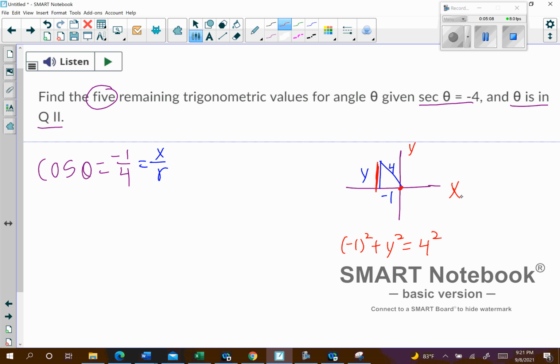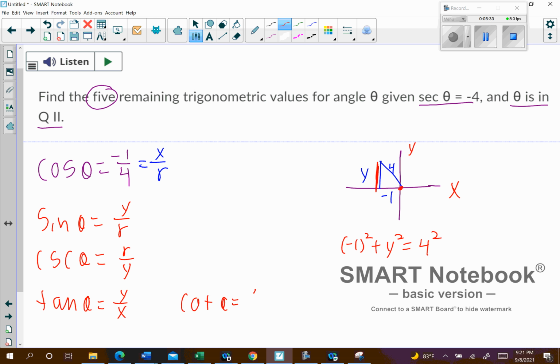I'm going to leave the rest to you, but basically, once you figure out what y is, sine of theta is just going to be the y value over r, and then the cosecant would just be the reverse of that, r over y. Tangent of theta is going to be y over x, and the cotangent of theta is going to be x over y. So just go ahead and figure those out. Once you figure out y, it's pretty simple. You're just going to fill in the numbers.